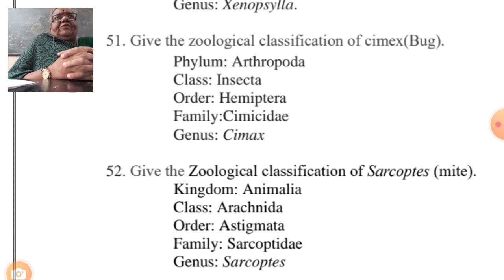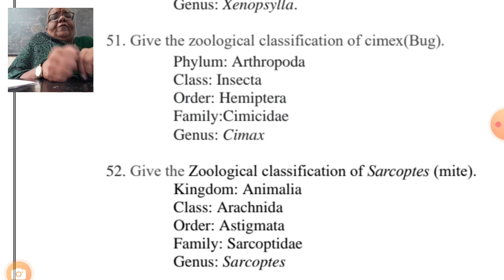And please note, here is a small mistake as per ICZN rule. The zoological classification of Cimex is given. See, all binomial nomenclatures should be written in italics or they should be written in capitals and should be underlined.